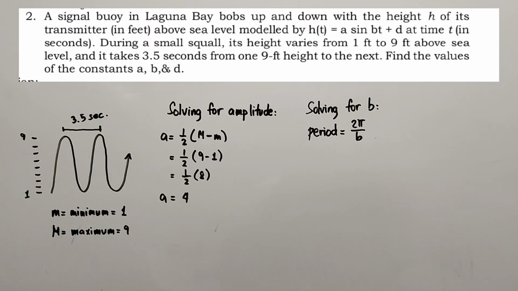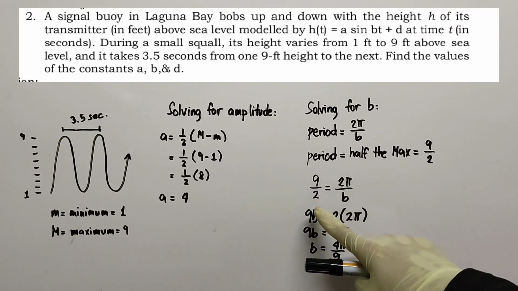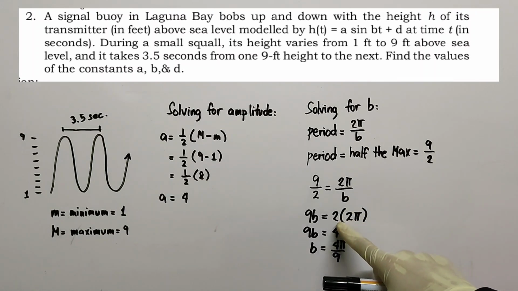To solve for B, we will utilize the formula of the period, which is 2 pi over B. And also, period is half of the maximum value. The highest point is 9, therefore, the period is half of 9, which is 9 over 2. We will equate this to 2 pi over B. Applying the cross multiplication, we have this result. Cross multiply 9 times B, so you have that 9B. 2 times 2 pi, so this one 2 times 2 pi. 9B equals, simplify, that is 4 pi. Dividing both sides by 9, therefore your B is equal to 4 pi over 9.